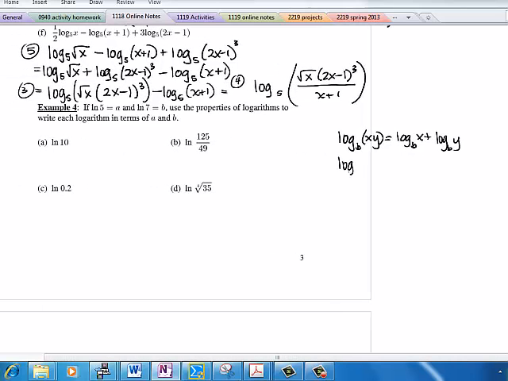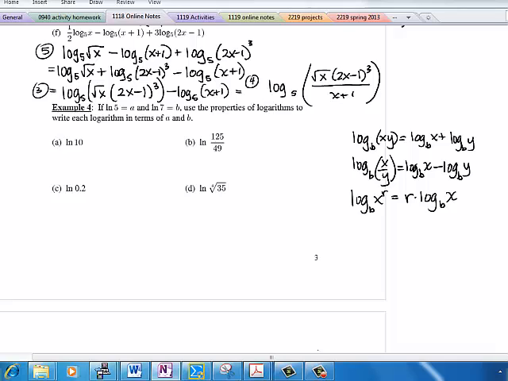Log base b of a quotient is the log base b of the numerator minus the log base b of the denominator. And the log base b of x to a power is that power times the log base b of x. And again, if you can even just say those things as you're writing them, say them in your head, say them out loud, whatever, I think that will help them stick a little better as well.